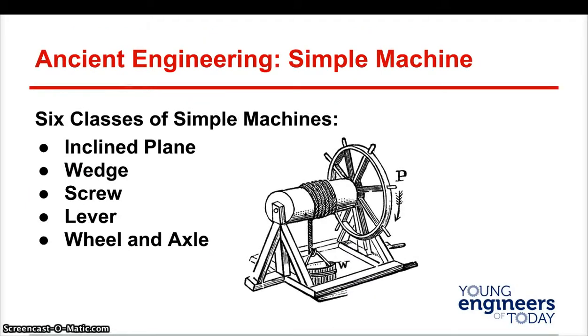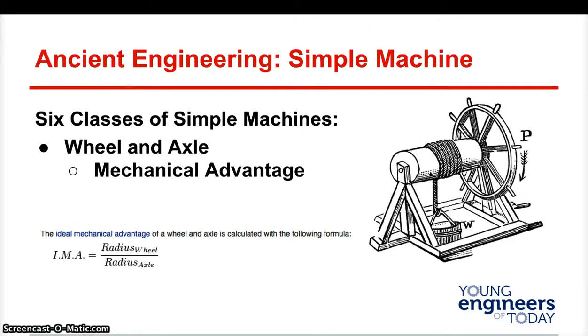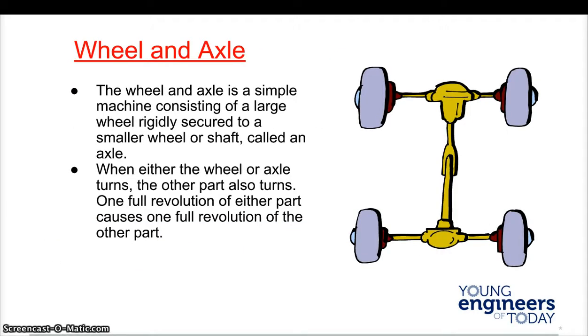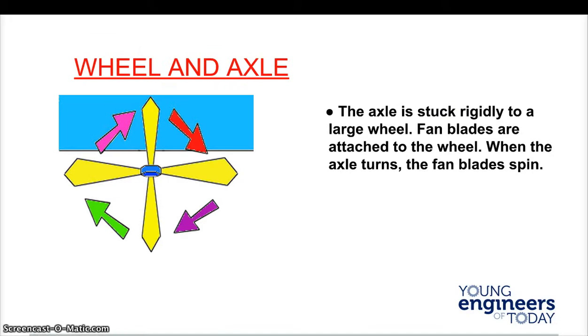Now, wheel and axle. Wheel and axle does have an ideal mechanical advantage. A wheel and axle is a simple machine that consists of a large wheel rigidly secured to a small wheel or shaft called an axle. Neither the wheel nor the axle turns alone; turning either part causes one full revolution of the other part.